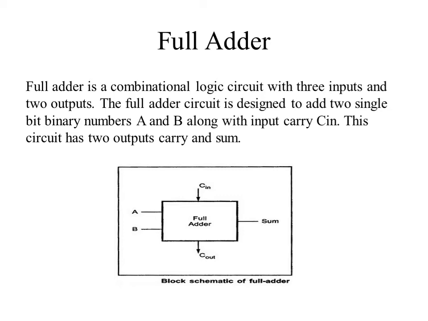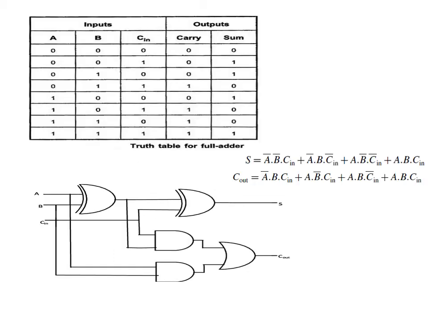As you can see in the block diagram of full adder, it has 3 inputs and 2 outputs. The 3 inputs are A, B and Cin, whereas the 2 outputs are sum and Cout. The truth table for full adder is shown here. In this truth table, we can see that the output of sum is high whenever an odd number of inputs are high, and the carry bit is high if at least 2 or more than 2 inputs are high.